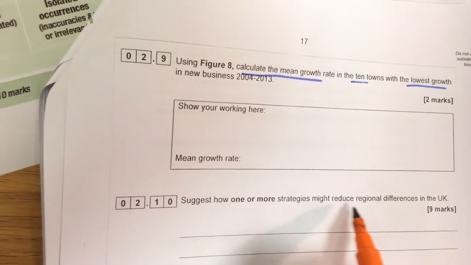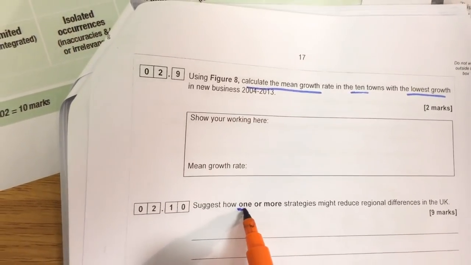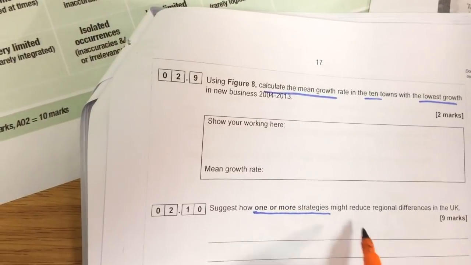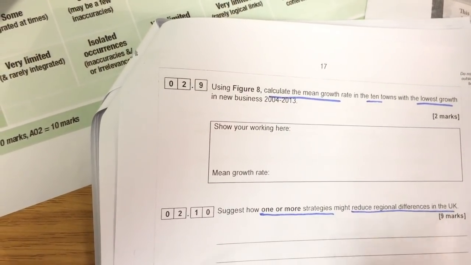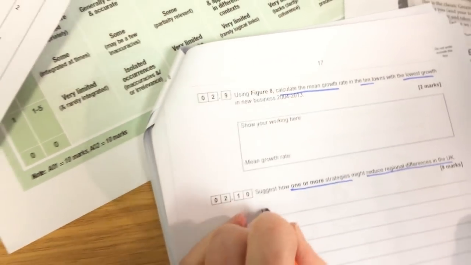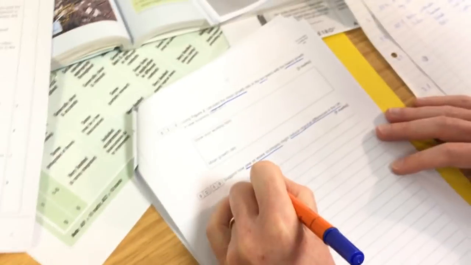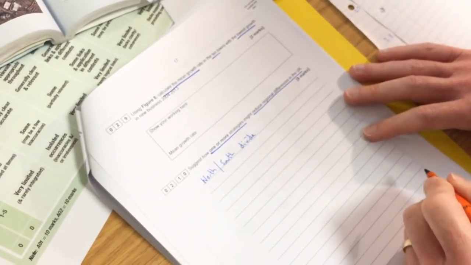How one or more strategies might reduce regional differences in the UK. Right, one or more. Well, I think I'm probably going to rely on more than one to reduce regional differences in the UK. Now, firstly, it'd be good if we outline where the regional differences are. So we've got a North-South divide in the UK. You should have learned that. Hopefully you've revised that. What's the North-South divide?